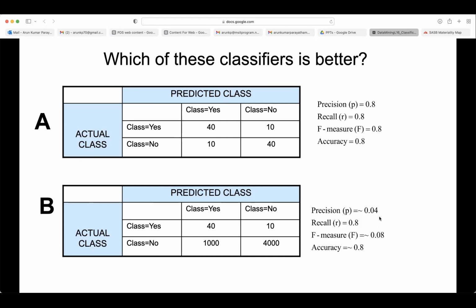Then here precision is 0.04, very small. 40 by 1040, that is 0.04. Then recall is 0.8: out of 50, you are able to catch 40. F measure is 0.08. It has come down. Your recall is good, but even then when it comes to the F measure, it is negligible. Then accuracy is also very high, but if you go by F measure, then this is negligible. So we won't use this in some sense, it seems.